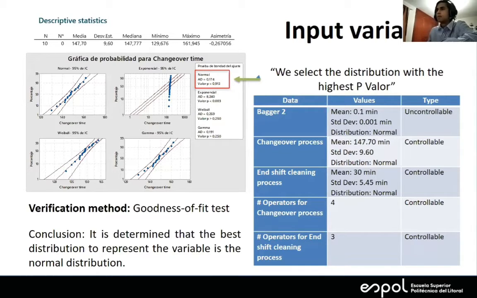only the data from this area will be taken into consideration, which are the speed of the Bagger 2, the time of the changeover and cleaning process, and the number of operators in charge of this process. The only variable that we cannot control, for technical reasons, is the speed of the Bagger 2. To check the distribution of this data, goodness-of-fit tests were performed and the distribution that most closely matched the sample data was chosen.